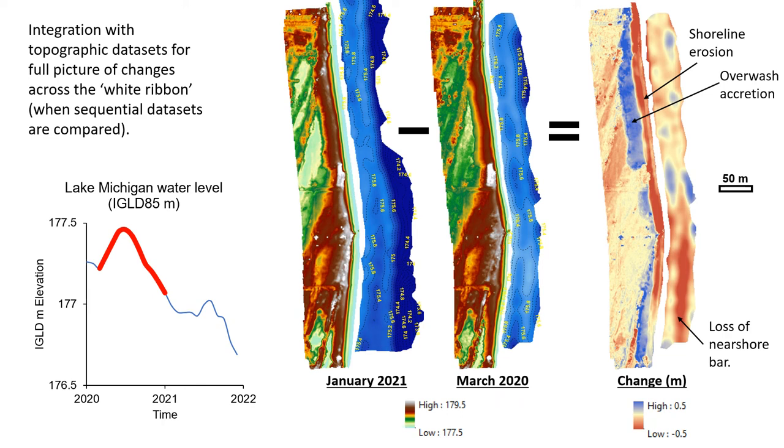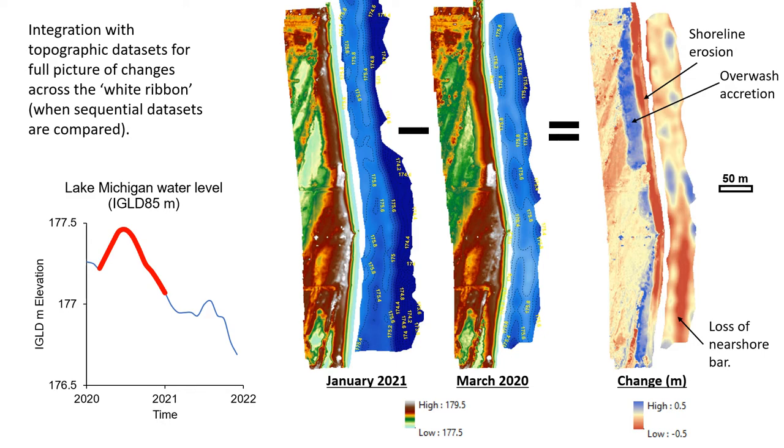Of course, to get the full picture of change, the offshore model must be integrated with the onshore portion. Here we can see pairings of onshore and offshore monitoring data, or DEMs, from March of 2020 and January of 2021, with associated net change model to the right, in which red colors indicate erosion and blue colors accretion.